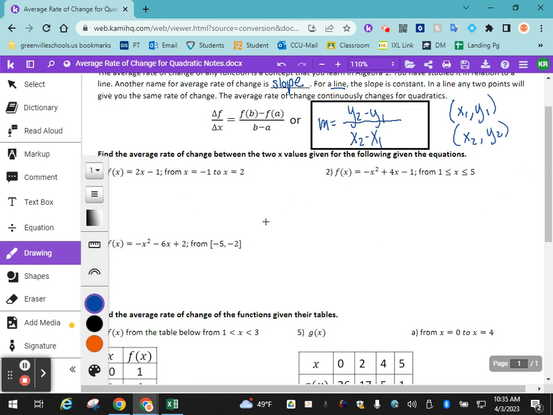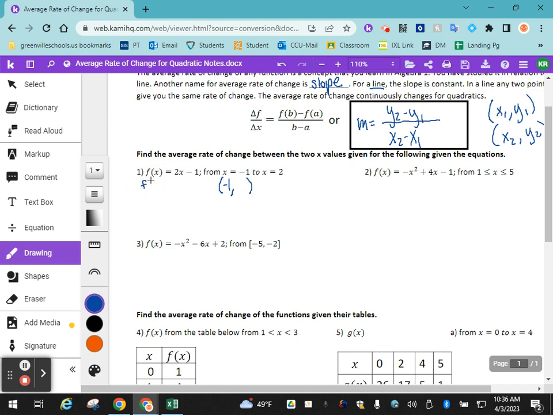On the first three, we're using an equation to find our average rate of change. So we're not given points, we're just given the x values for this graph. So if you're given the x values, you need to find your y values. So we're going to plug in -1 and see what we get out. So f of -1 is 2 times -1 minus 1, so -3. So that point that we're finding the slope for is (-1, -3). That's one of them. Then we're going to do the same thing for 2.